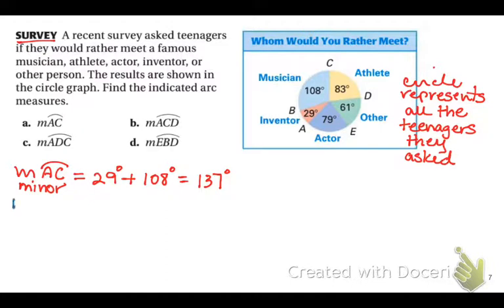Okay, B is the measure of ACD. First thing we notice, it's a major arc. So we're going to start at A and go to D. We can't go this way because that's less than 180 degrees from A to D, so we have to go this way. We don't want to do that. All you do is add up all those angle measures.